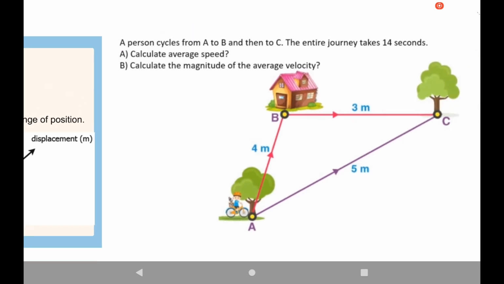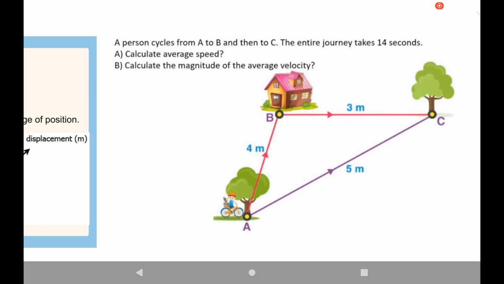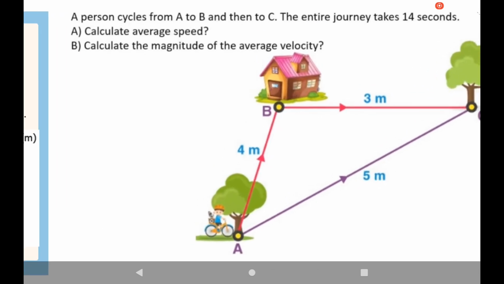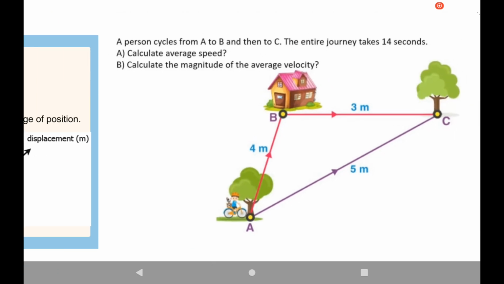A person is cycling, as you can see there. A person cycles from A to B and then to C. The entire journey takes 14 seconds. Calculate the average speed. Calculate the magnitude of average velocity. Look at this triangle. This person is cycling. Okay, it's probably having fun.